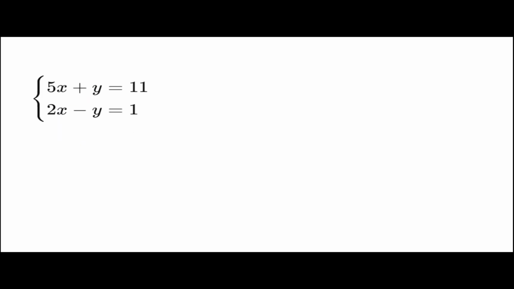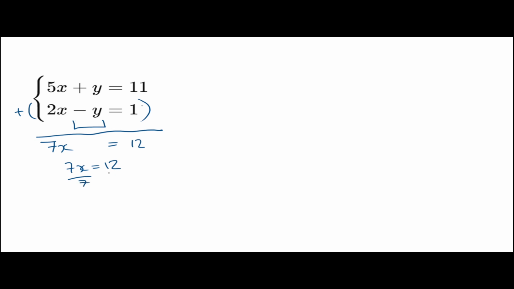Again, for this problem, there's a fairly obvious elimination. These are both y's, one y, so one is plus y, one is negative y. So if we just add that whole equation to the top one, we're going to get rid of the y's. So 5x plus 2x is 7x. Y minus y is no y. 11 plus 1 is 12. So we're now at 7x equals 12.